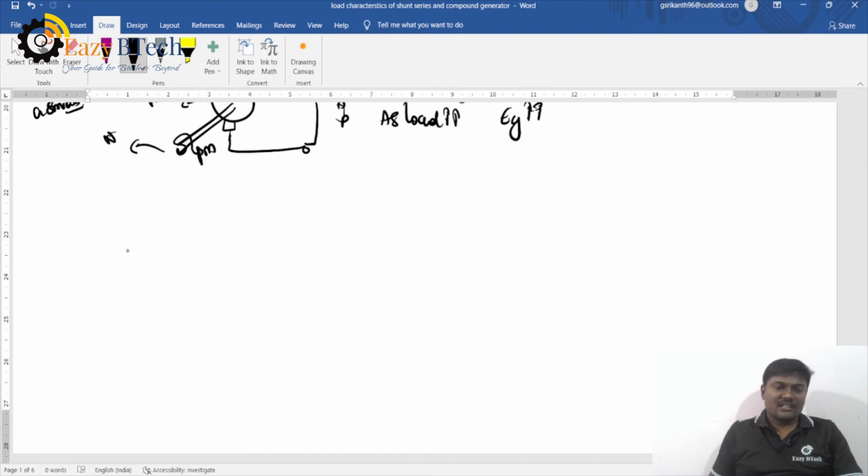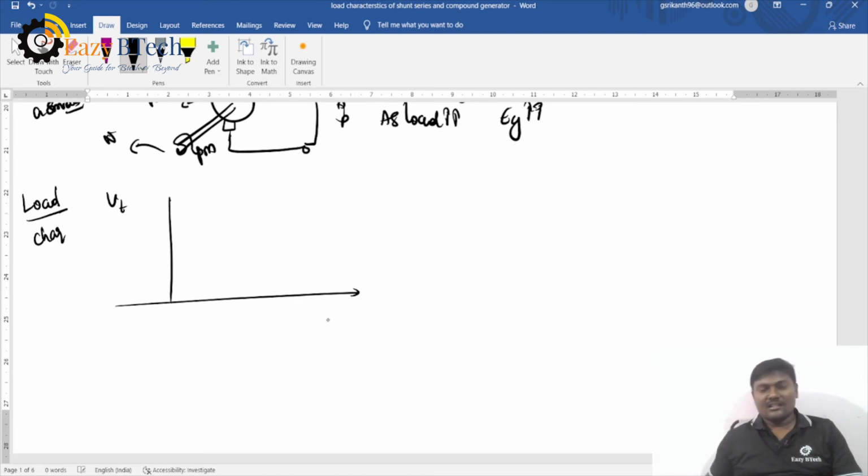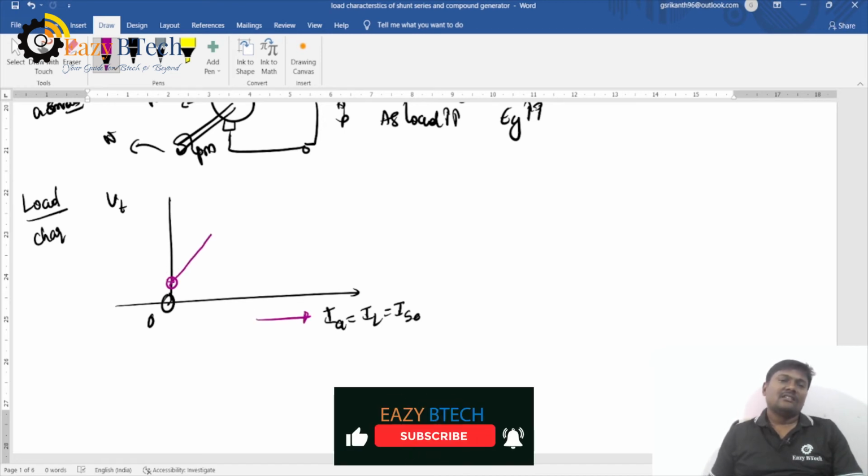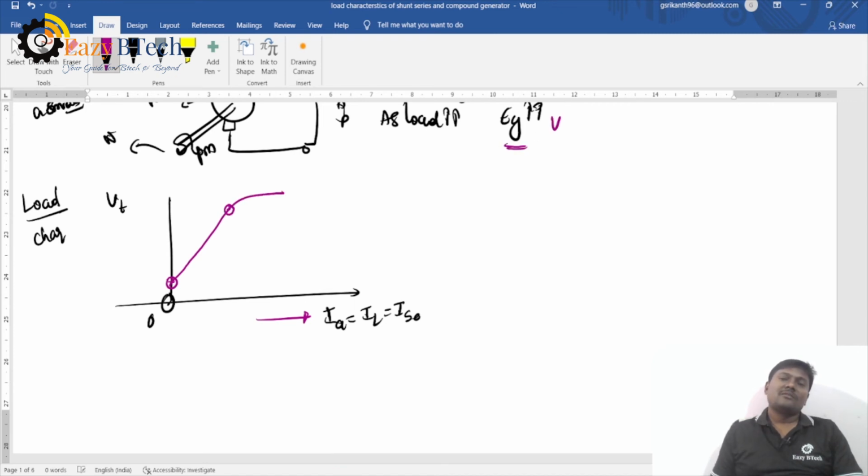If you draw the characteristics, it is a load characteristic, Vt versus Ia is equal to IL is equal to Isc. This is the zero value of current. So initially there is some voltage due to the residual flux. After that, as load current increases, the terminal voltage also increases. If generated EMF increases, the terminal voltage also increases.